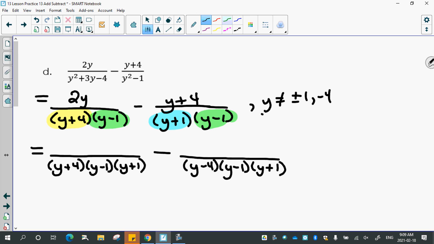Okay, so now what you want to do is figure out what you had to multiply this denominator by to get that denominator. The one that was missing, right? So the one that was missing was y plus 1. So I have to multiply the top by y plus 1. And here, the one that was missing was y plus 4. So I have to multiply, wait a sec, it should be a plus 4, right? Yes. I have to multiply the top by y plus 4.